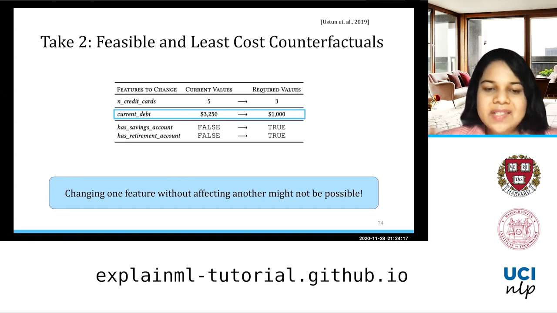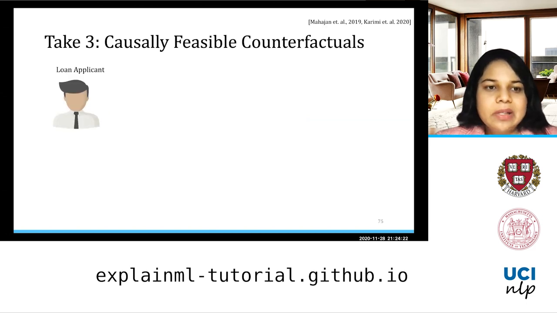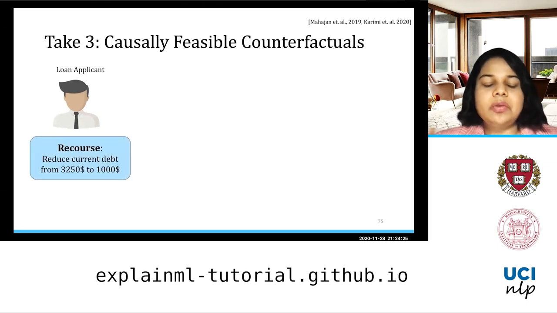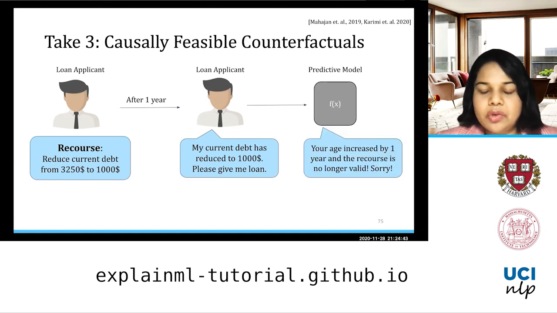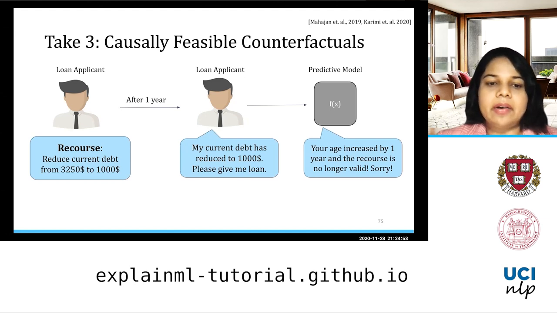To understand, let us again consider this scenario and study this more deeply. Now, we gave this loan applicant a recourse which asked him to reduce his current debt from $3,250 to $1,000. Let's say this applicant comes back after a year and says, hey, my current debt has gone down to $1,000. Now, please give me a loan. But then the predictive model might say that, well, that is true, but your age has also increased by 1 year and the recourse is therefore no longer valid. Right? So these kinds of scenarios can definitely occur in practice.